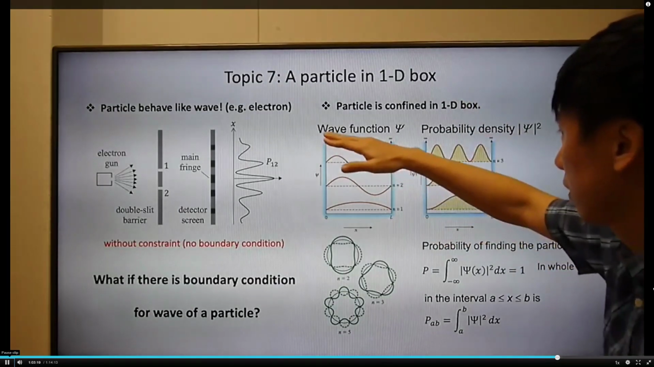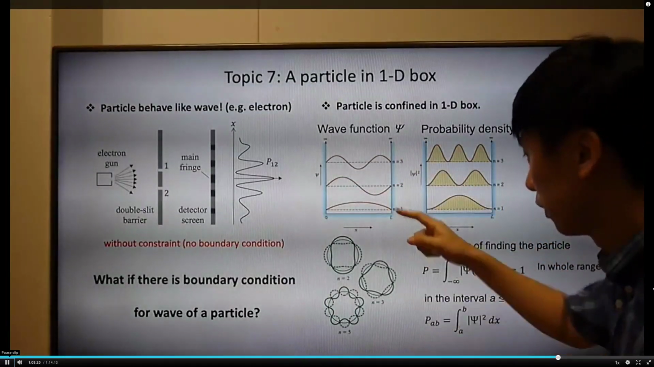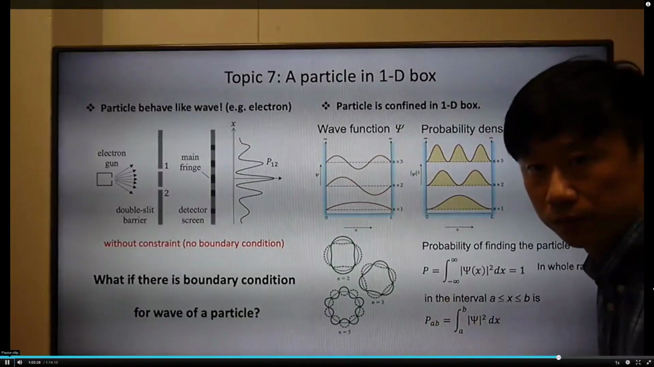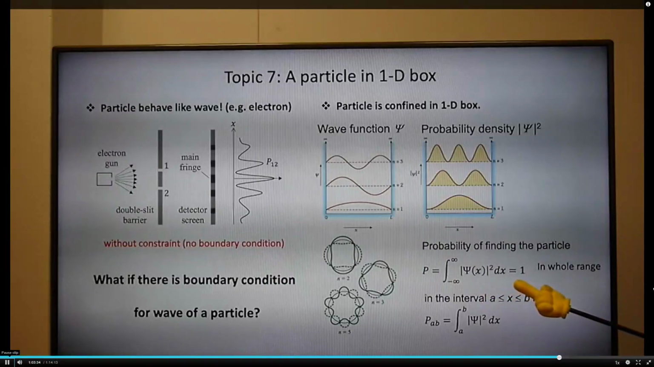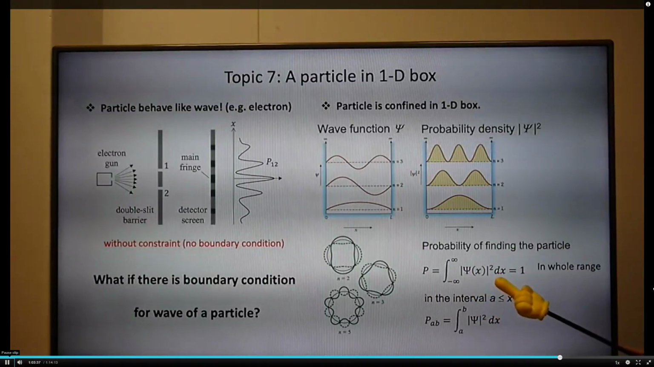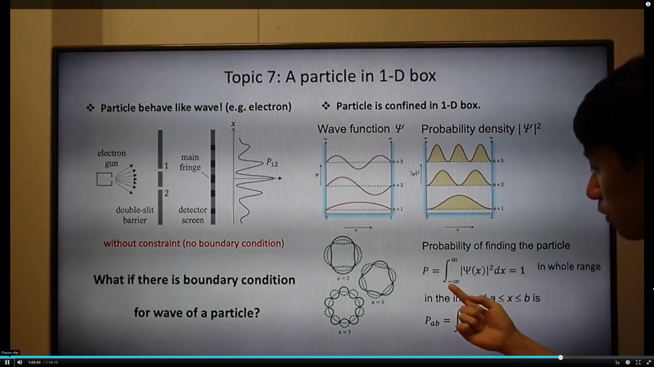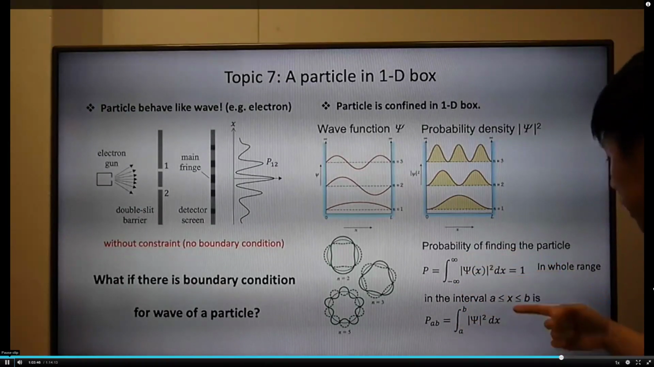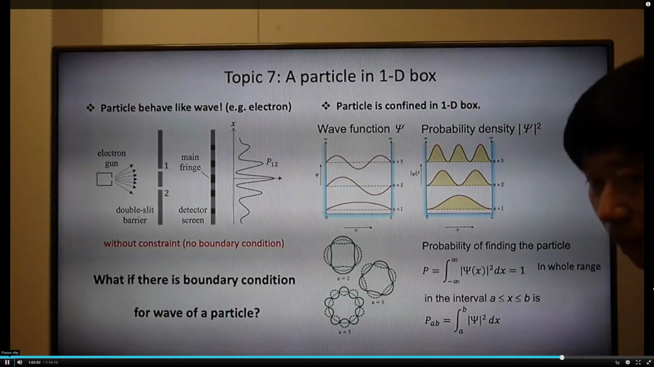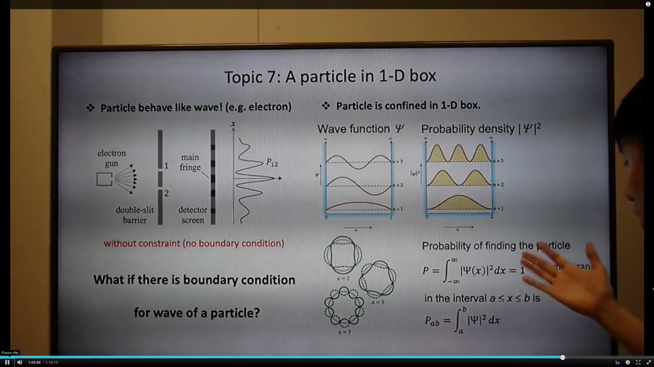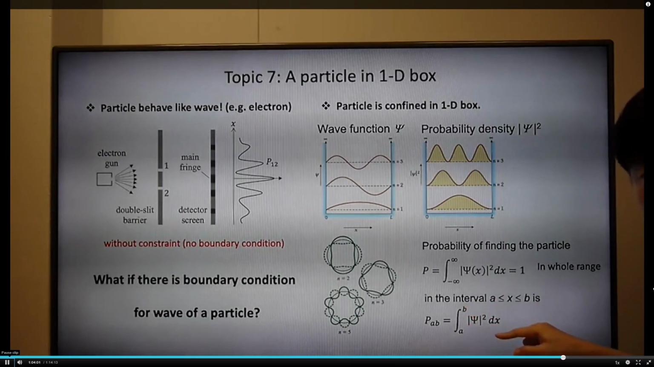Then we can define the wave function considering the electron has standing waves: first mode, second mode, third mode. Then you can define the probability of the existence of the particle, the electron in this case, and the total probability when the range is from negative infinity to infinity has to be 1. To calculate the probability of the existence of the electron for a specific interval, you can do the integration from A to B.